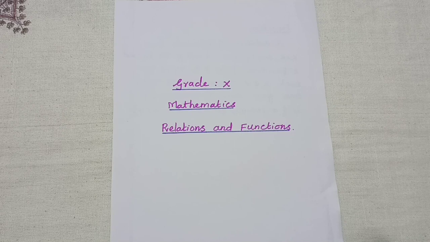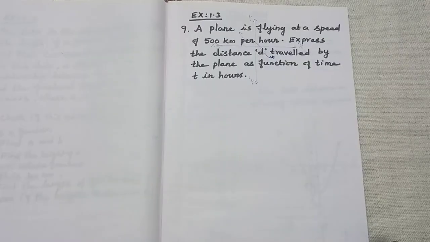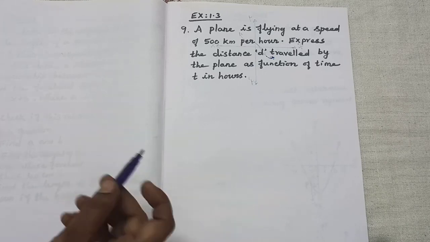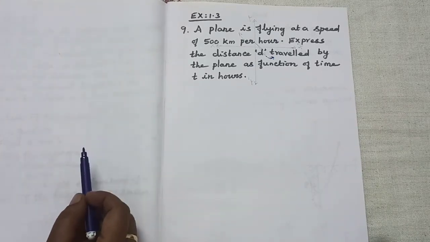In the previous class you learned about functions in the first chapter. Today we are going to see the continuation of the first chapter, relation and function. From exercise 1.3, ninth sum. Now I am going to explain the ninth sum.